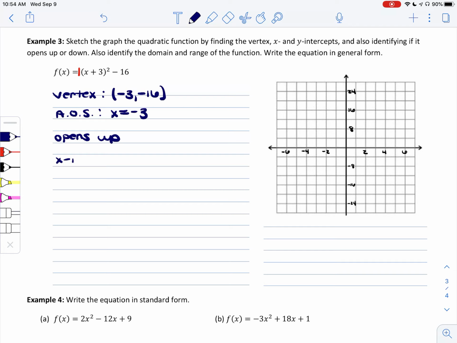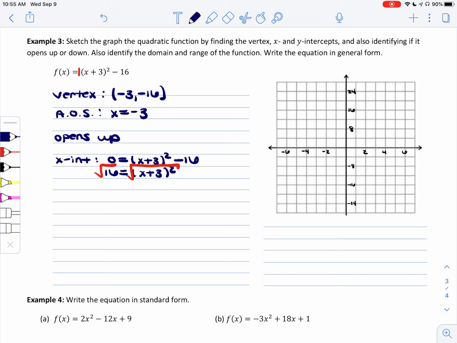So let's go ahead and find our x-intercepts here. So plug in 0 for y. So we have 0 is equal to (x plus 3) quantity squared minus 16. All right, now the easiest way to solve a problem like this is to isolate the square first. So meaning add the 16 over. And then square root both sides.